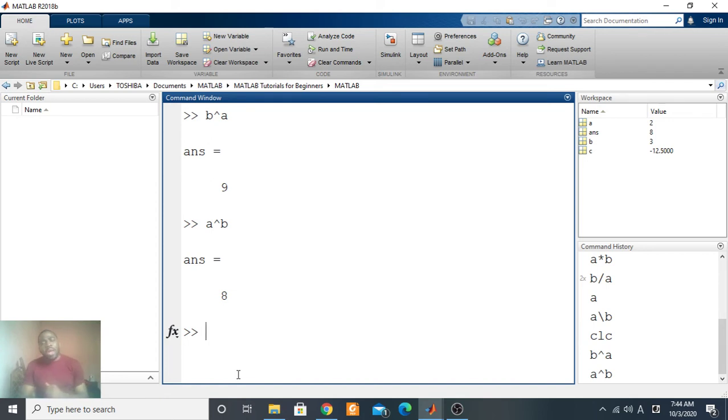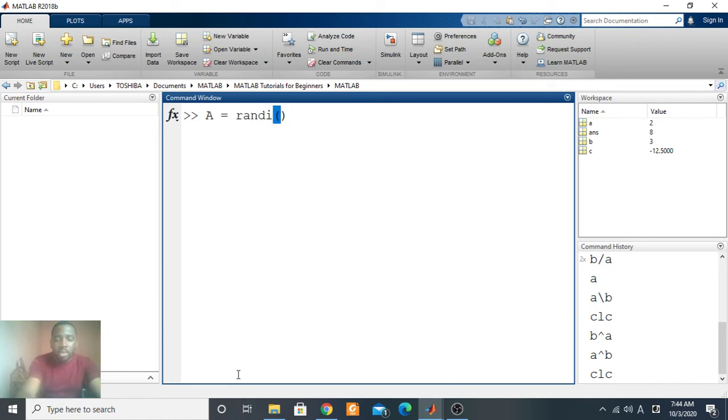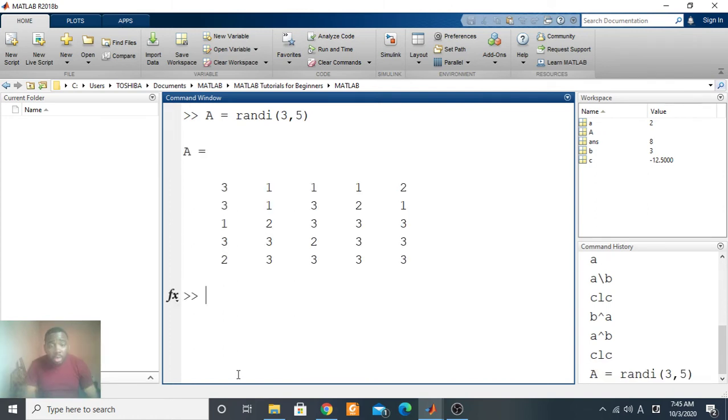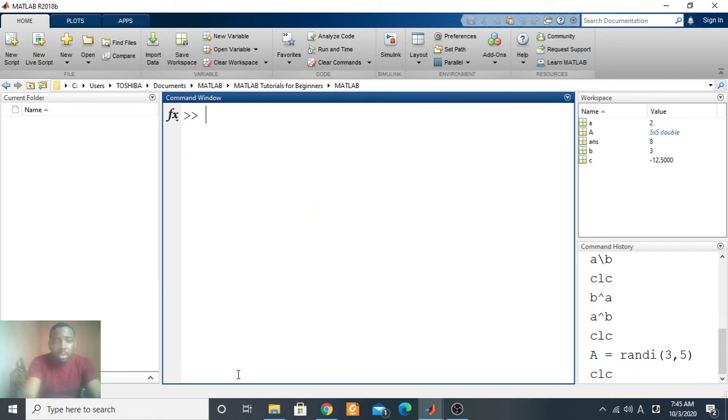Now, for matrices, let's create two of them. A is equal to randi. You should know what randi means by now, right? 3, and let's say the numbers vary right up to 5. We don't want a large gap. Whoa, did I confuse things?